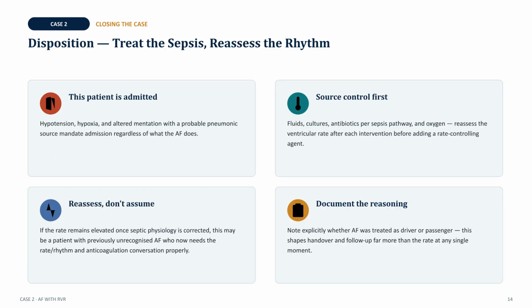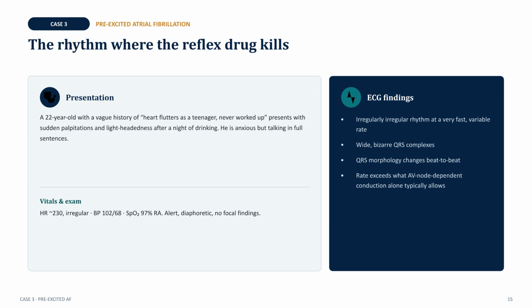To conclude this case, always prioritize source control for sepsis and reassess the rhythm afterward. Document your reasoning clearly, specifically whether you treated the arrhythmia as a driver or a passenger, to assist future care teams. Case 3 involves a 22-year-old with pre-excited atrial fibrillation.